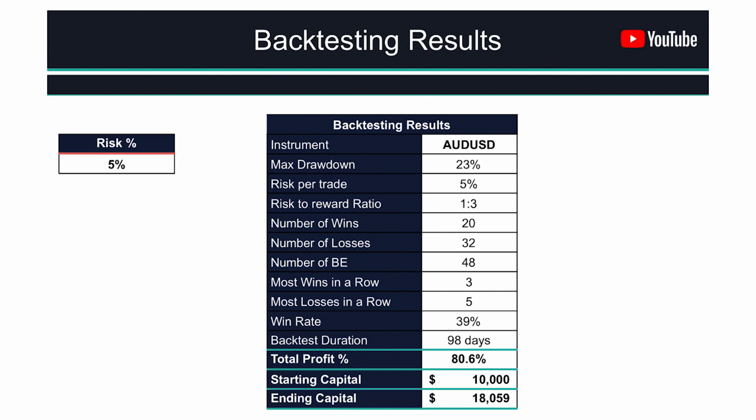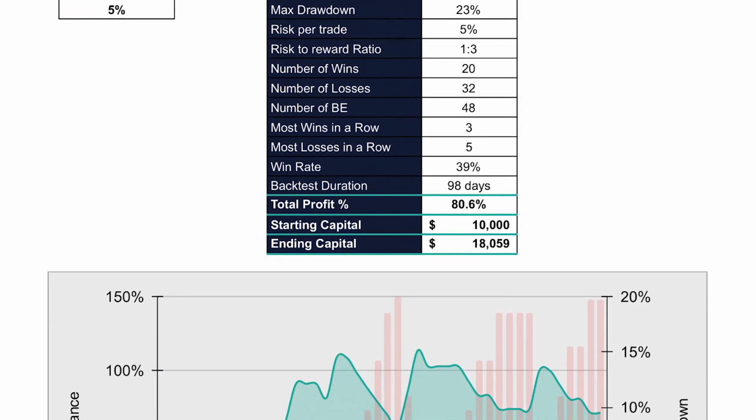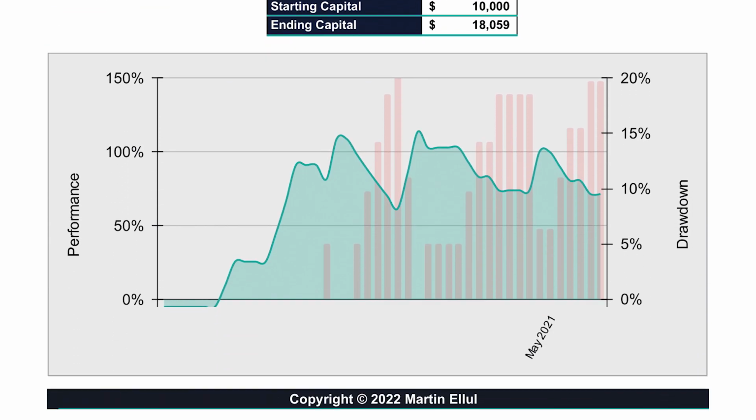So the net total profit was 80.6%. So if you would have started with $10,000, you would have ended up with $18,000 after slightly more than 3 months. It works very well on trending markets, not very well when the market is flat, but this is why we've chosen the 1 hour time frame.